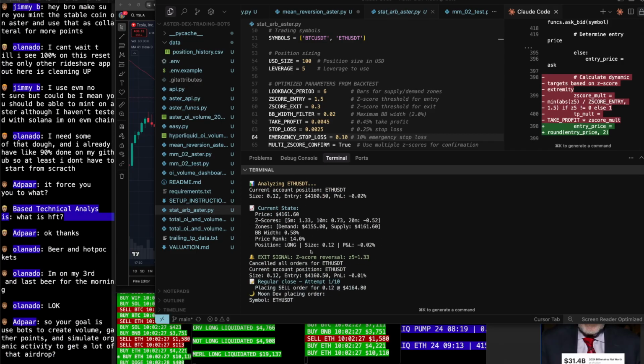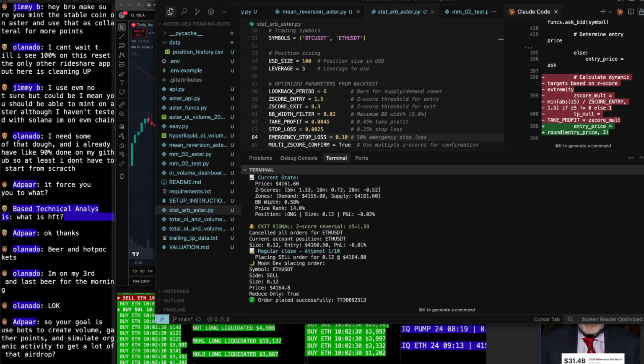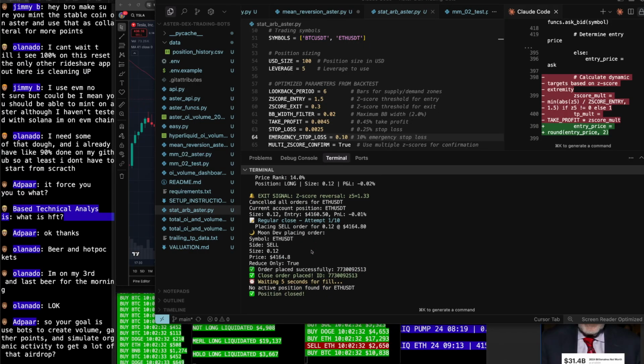So your goal is to use bots to create volume, gather points, and simulate organic activity to get a lot of airdrop. It's not simulating organic activity at all. It's real money. It's real activity. My goal is to build a profitable intraday bot that makes profits and then also earns points. But it's absolutely not simulating organic activity. I'm not trying to trick anybody. We're using the API, so it's very clear that we're building bots, but all sophisticated traders in the world use algorithms and bots.